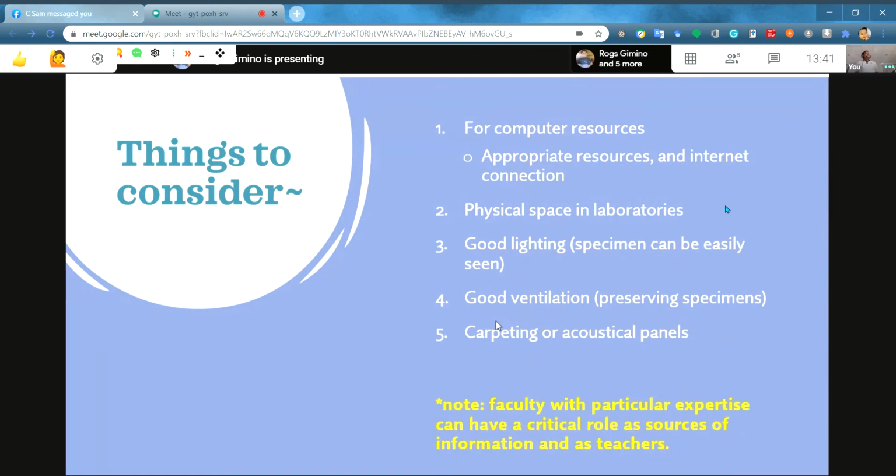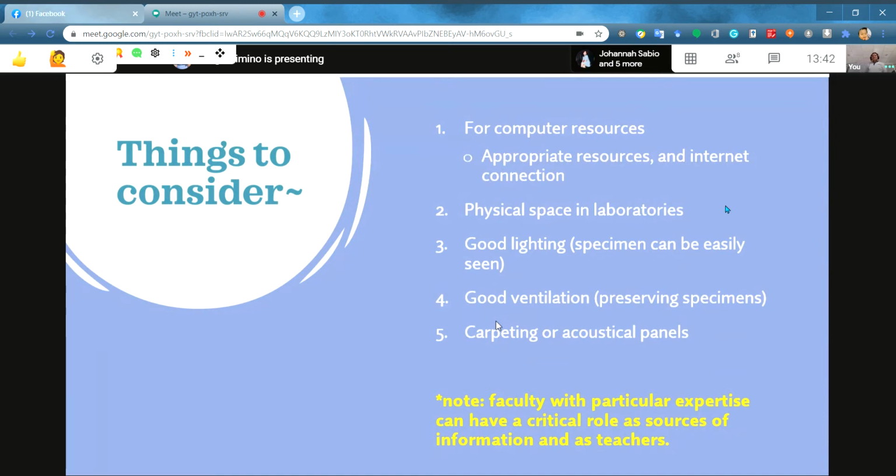So, note lastly, faculty with particular expertise can have a critical role as sources of information and as teachers. So faculty kay nandiyan sila, big role when it comes to how and when to introduce topics, o sila po mismo resource, isa ka learning resource po na sila kay na sila expertise when it comes to that field.